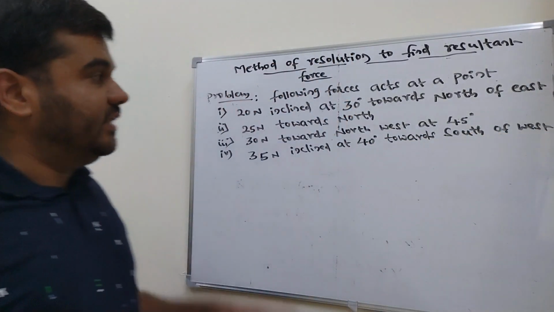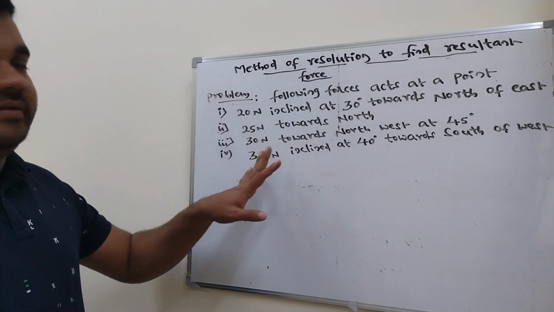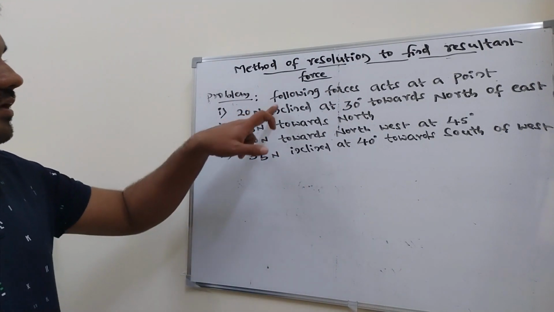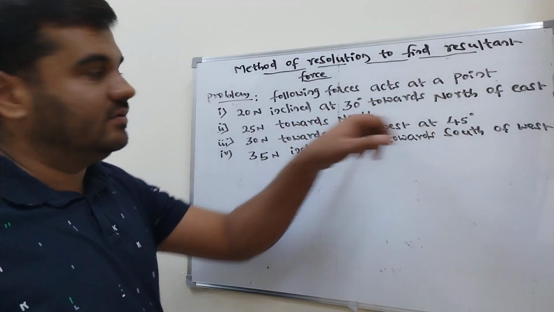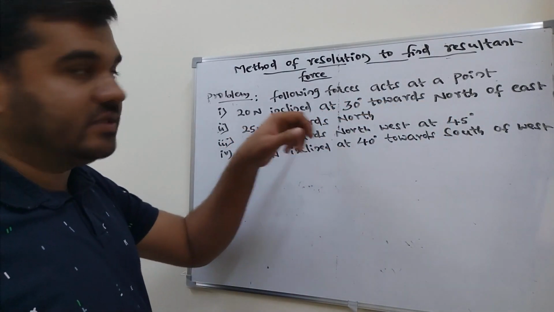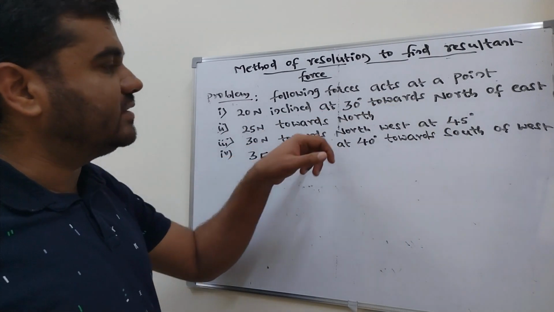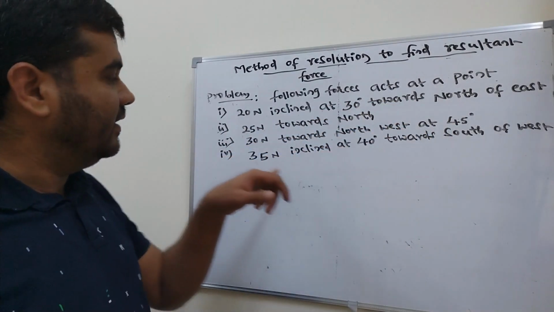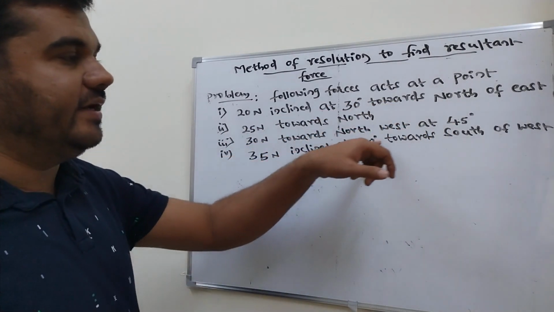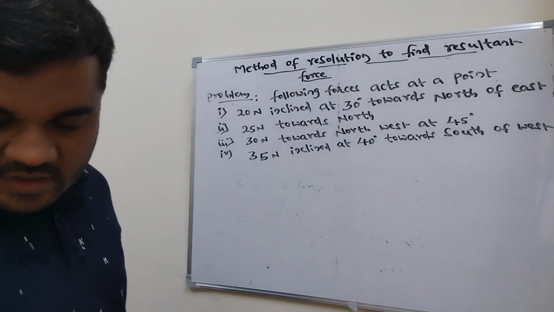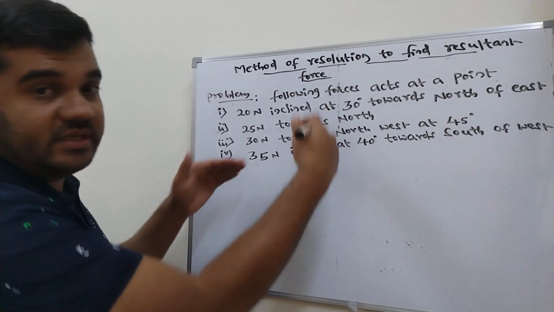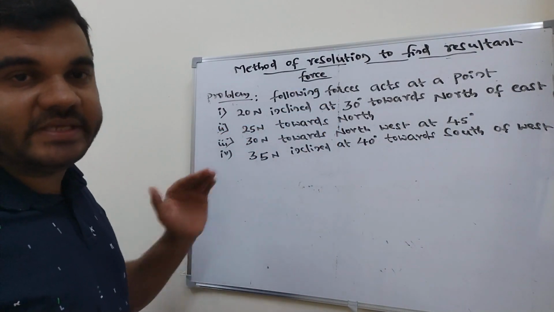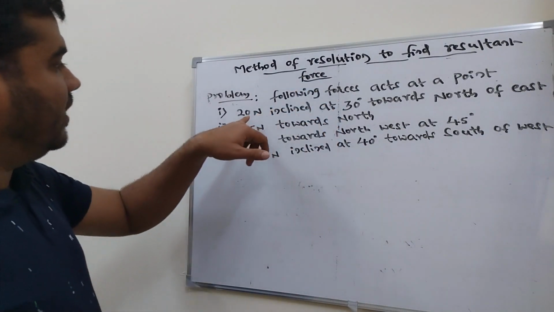These four forces will be acting: 20 Newton inclined at 30 degrees towards north of east, 25 Newton towards north, 30 Newton towards north of west at 45 degrees, and 35 Newton inclined at 40 degrees towards south of west. First, we need to draw the space diagram according to the given problem. We will go one by one.